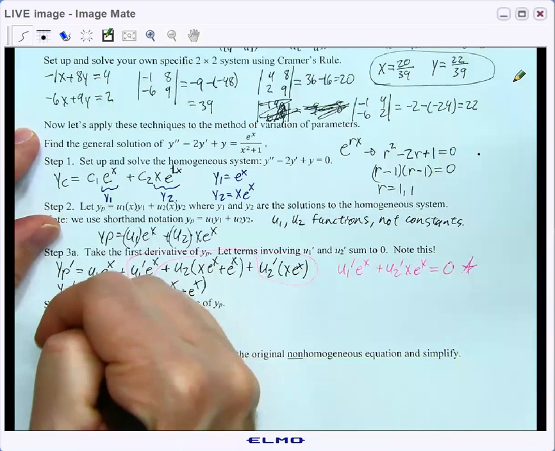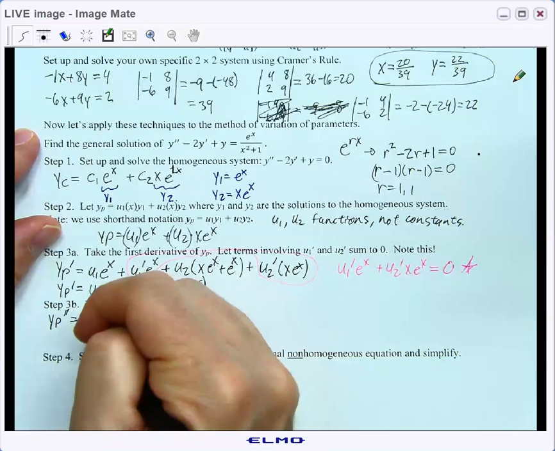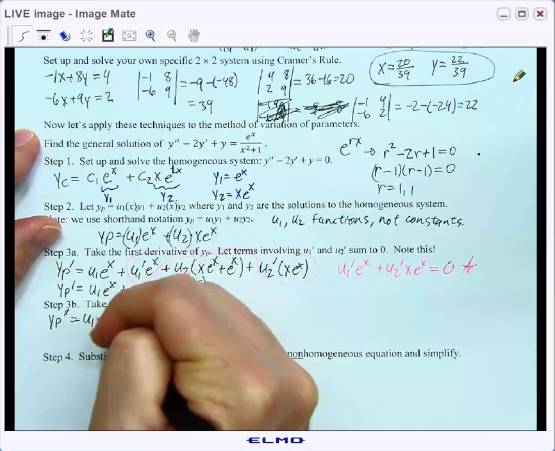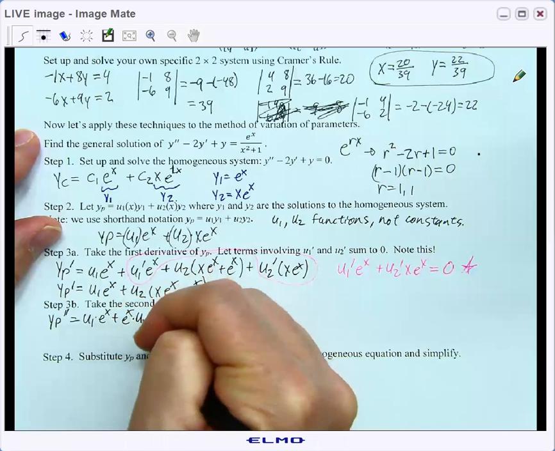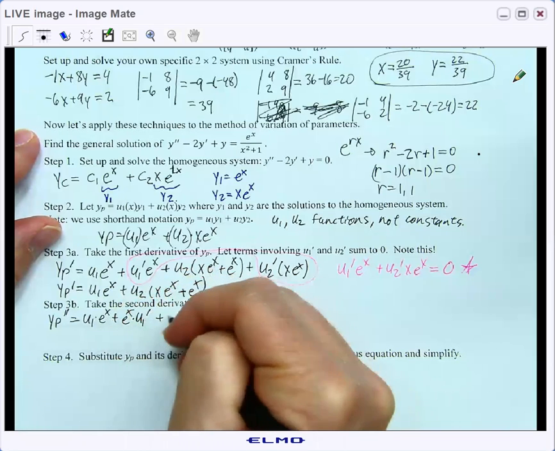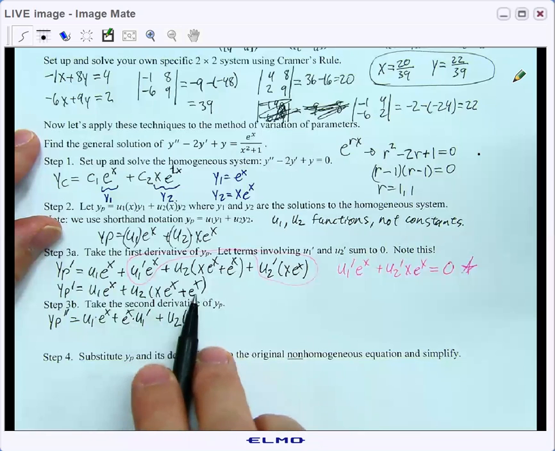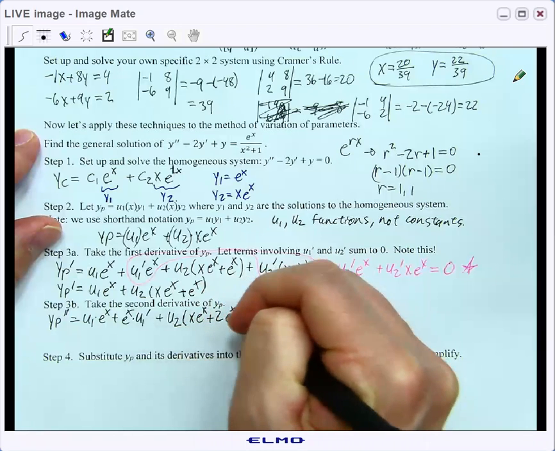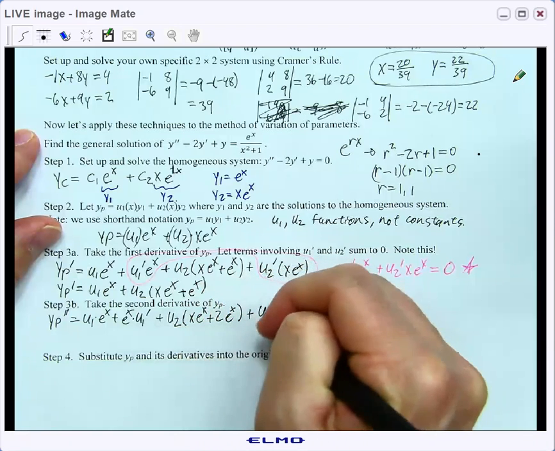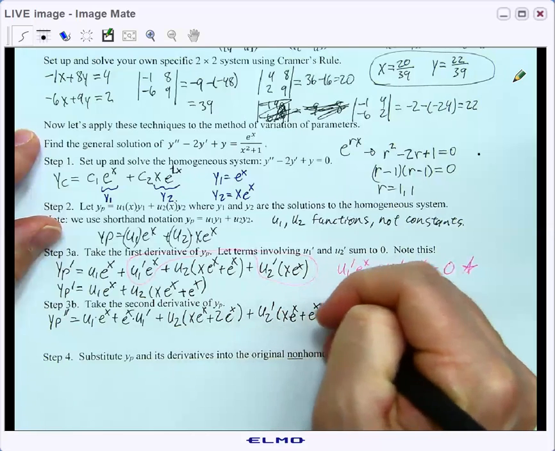So we need y sub p double prime. Again, we'll need a product rule: u sub 1 times the derivative of e to the x, but e to the x is its own derivative, plus e to the x times u1 prime, plus u sub 2 times the derivative of this. We'll have x e to the x plus e to the x plus e to the x, so that's x e to the x plus 2 e to the x's, and plus u2 prime times x e to the x plus e to the x.